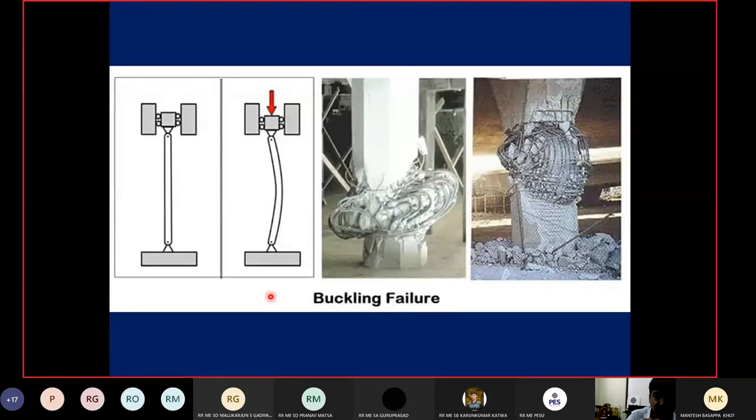So most of them don't know much because they don't have the feel of the structure. So understanding this failure is the first step towards becoming a good engineer.